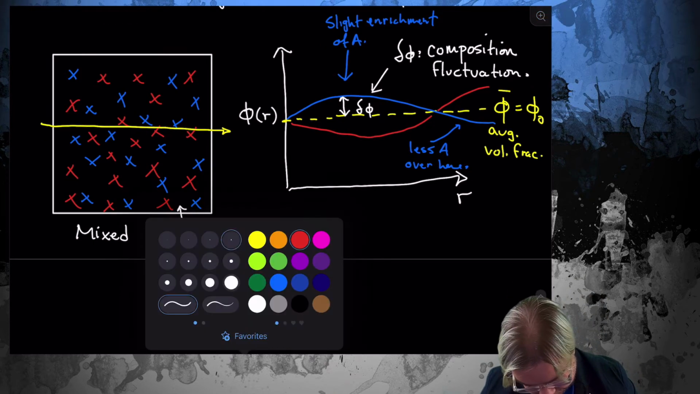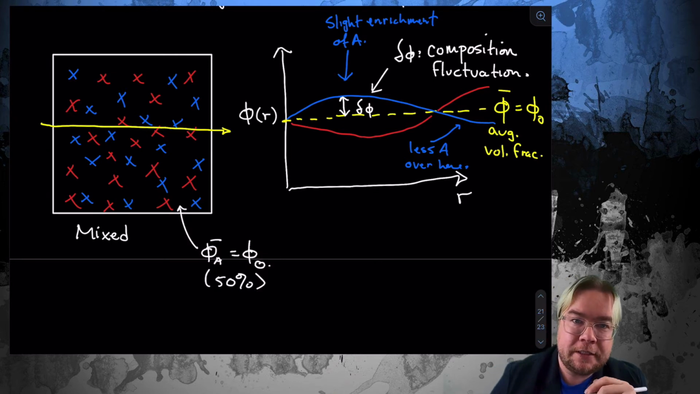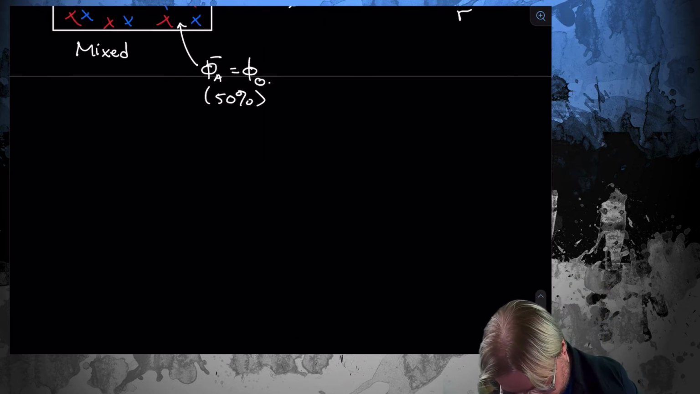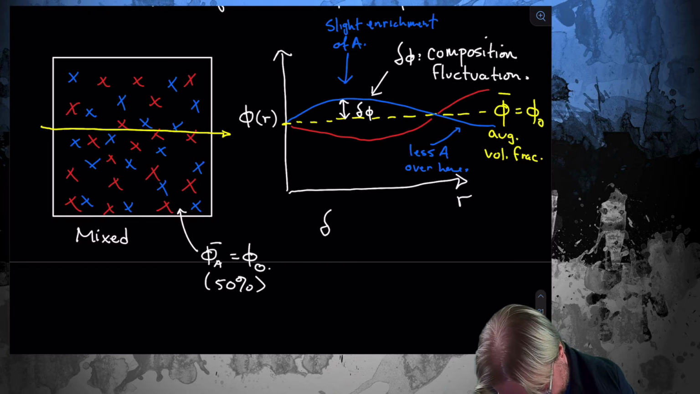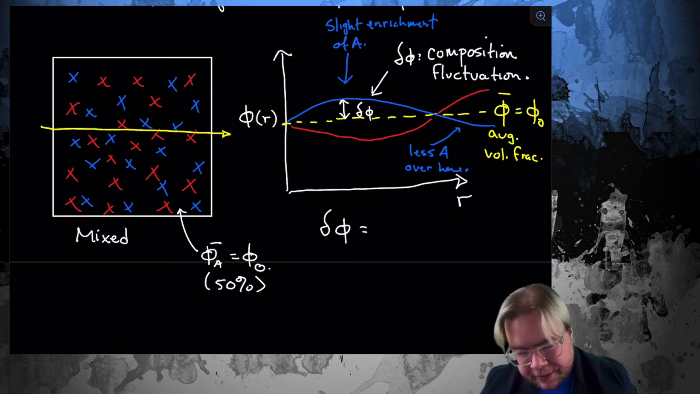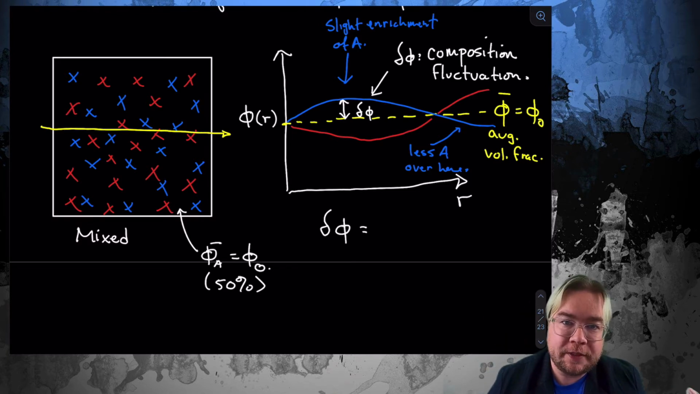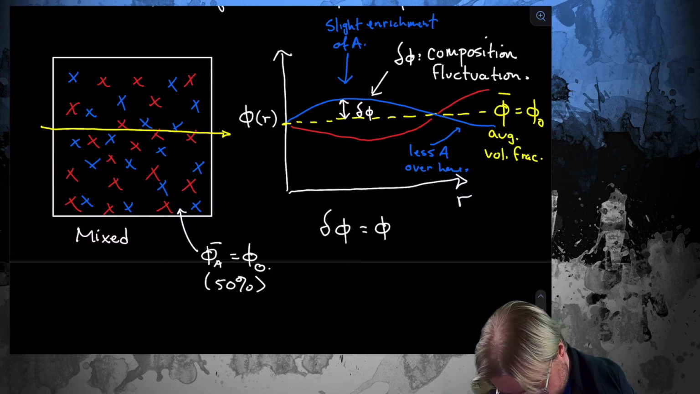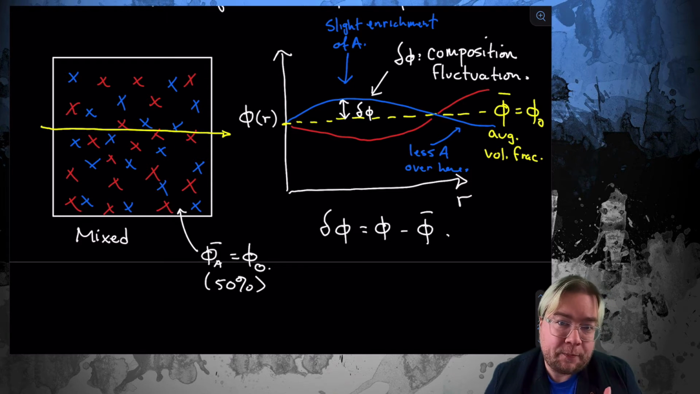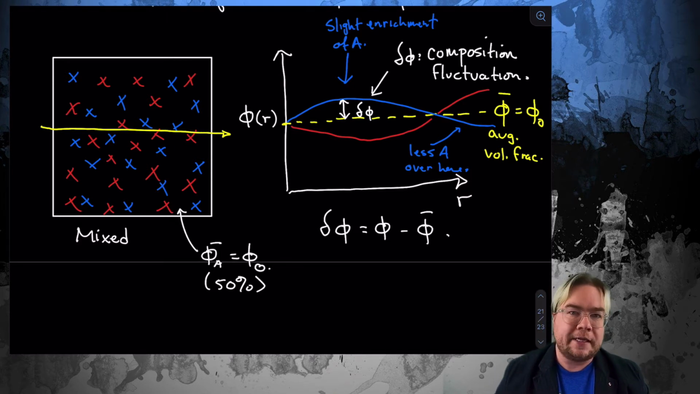So these are fluctuations. And the magnitude of this fluctuation is going to be the volume fraction at whatever position I'm at minus the average value. So I can have a positive fluctuation, I can have an enrichment of A, or I can have a negative fluctuation where A has left the region that I'm looking at.